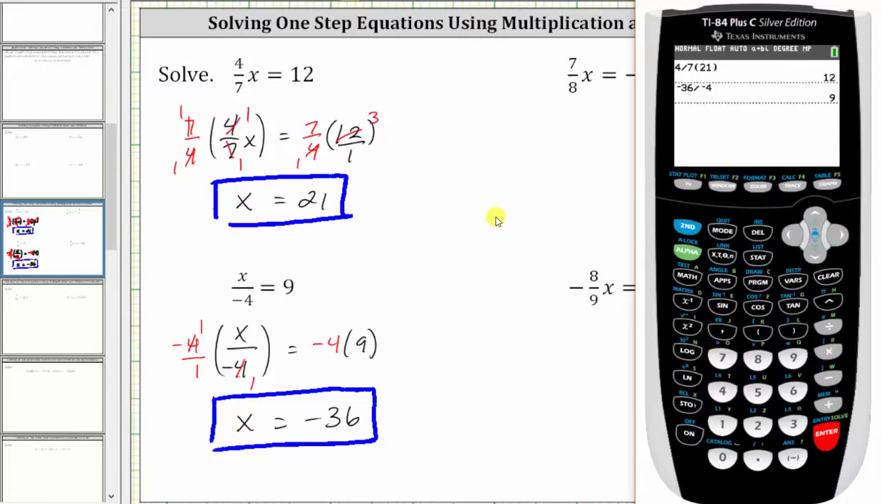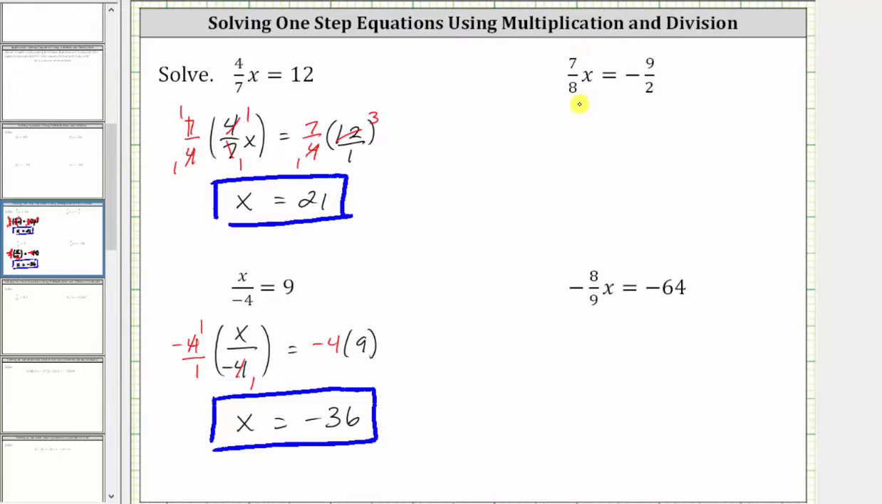Let's look at our next two examples. Next, we have 7/8 x equals -9/2. Since 7/8 x equals 7/8 times x, we're probably thinking we should divide both sides by 7/8. However, instead, we'll multiply both sides by the reciprocal of 7/8, which is 8/7. On the left, again, we're multiplying reciprocals, and therefore this is just 1 times x, which is x.